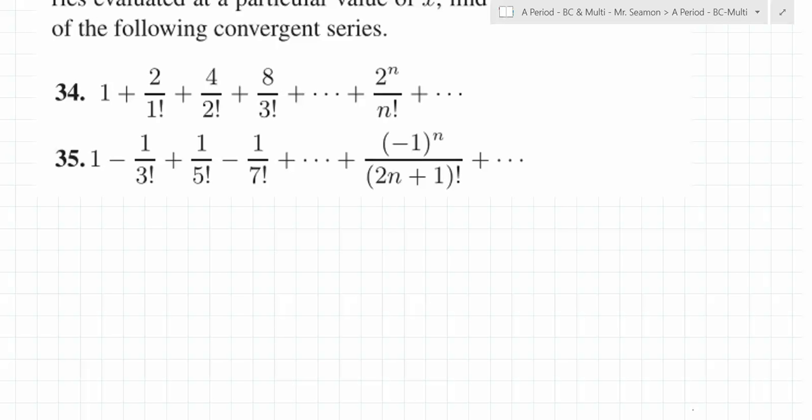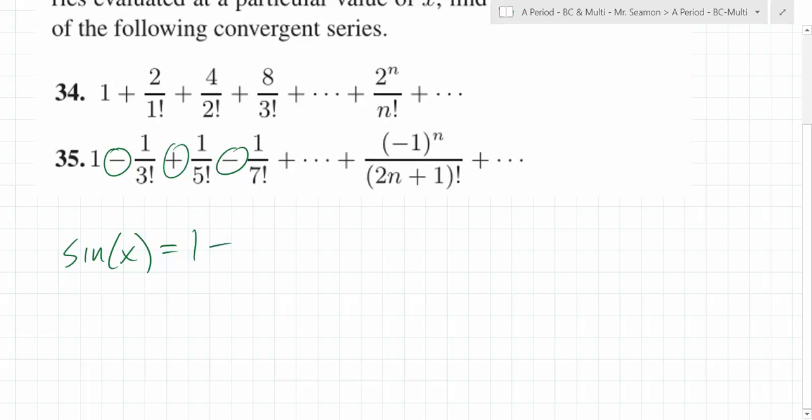That's correct. But for me, when I look at it, I notice the alternating signs first. That's what I notice first, right? And then I see odd numbers 3, 5, 7. Starts with 1. Which one is that? Sine x. Because what do we know? Just tell me this. Someone raise their hand and tell me, what does sine x come out to be, the Taylor polynomial for sine x? Who can tell me? James, what is it?